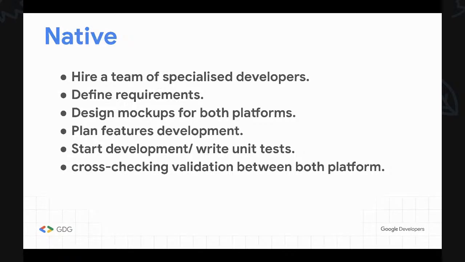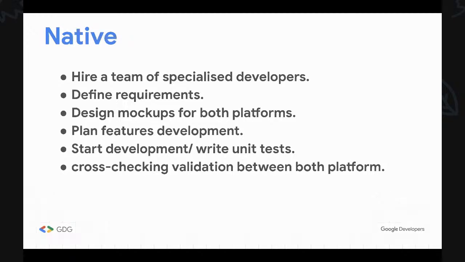So we also need to define the requirements for the application, design the mockups for both platforms, iOS and Android, plan feature development, and then we can start developing the application. At the end, we of course check the functionalities with unit tests. Once this is finished, we do a cross-checking validation between both platforms to see if the two applications are responding and answering all the functionalities in the same way.